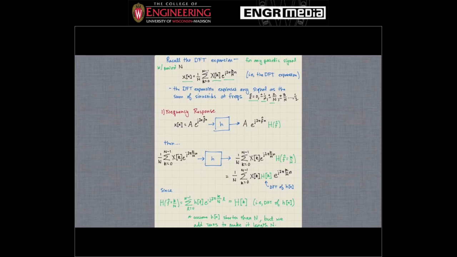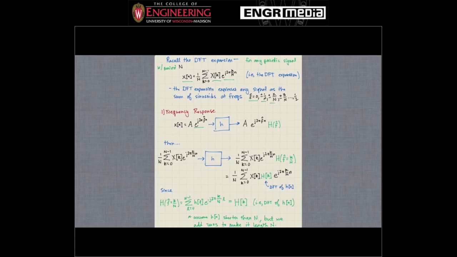So let's think of a periodic discrete time signal x of n. Again I have the frequency response, which we saw on the last page, written here. Input a complex exponential signal at a frequency f hat, and what you get out is another complex exponential at frequency f hat multiplied by the frequency response of the filter at that frequency, h of f hat.